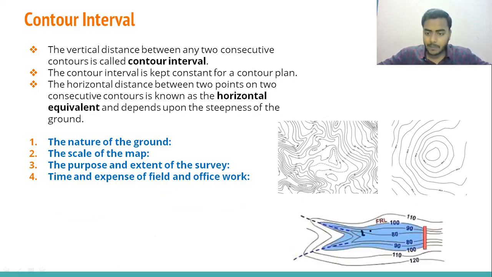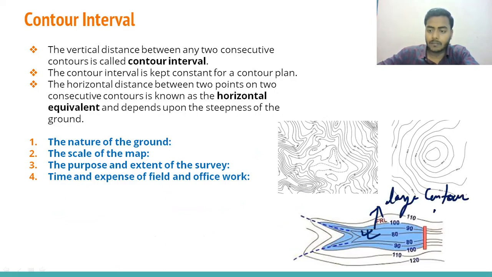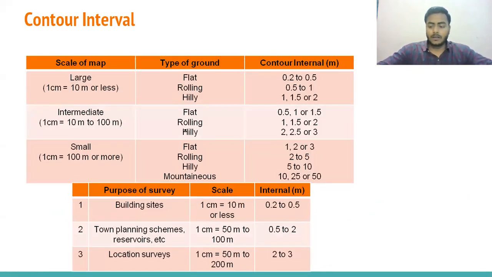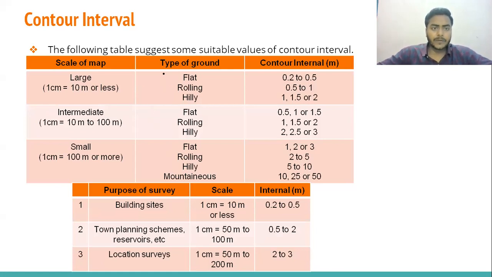In case of a reservoir, this is an example of a reservoir. So in that case, you can take the large contour interval. These are the following data of contour interval that we generally use for different types of ground, for different scales. In the first column you can see the scale of the map, then the type of ground, and the contour interval.